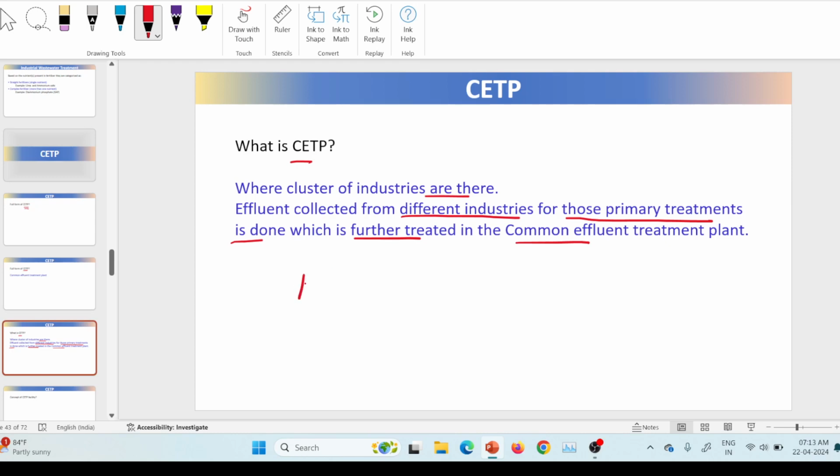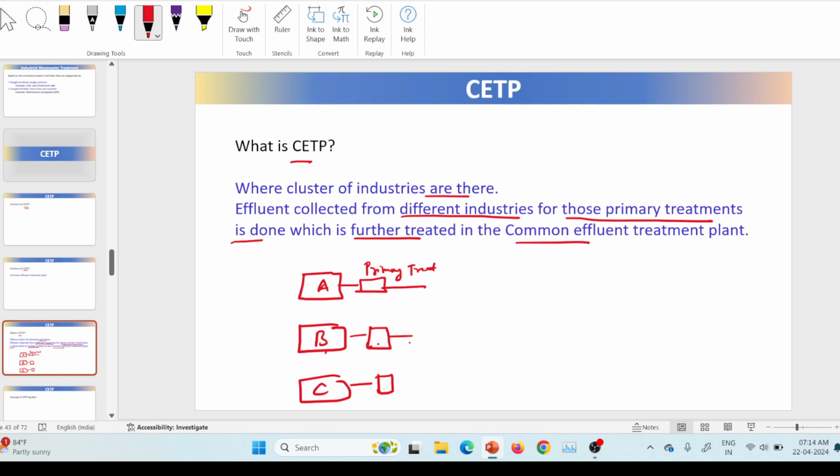We can see it here. Suppose industry A is here, it will do some primary treatment. Industry B is here, it will also treat some water. Industry C is also here, it will also treat some amount of water, because these are different industries. Their wastewater will then be sent to a common effluent treatment plant, and then it is discharged.